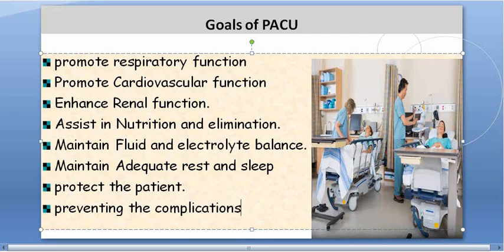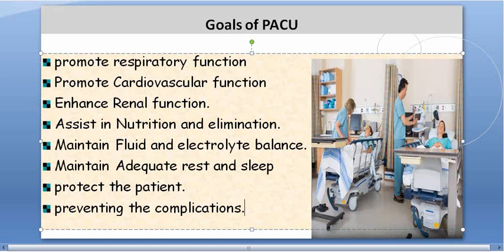Okay, so initially the patient will be NPO. Then what you have to do is auscultate the bowel sounds and check for peristalsis. Then the surgeon who is there will tell you to start with oral fluids. Okay, first you are not giving solids. Remember, first you will start with oral fluids. Then you can start with semi-solid. Then you can go to solid food. Okay, so these should be our major goals of PACU.